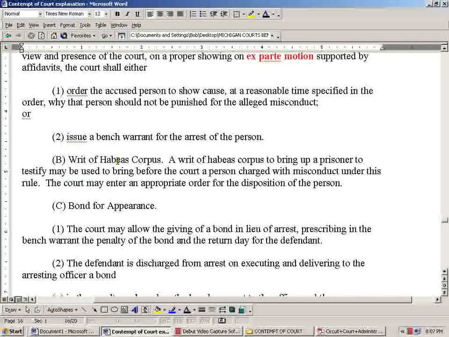Writs of habeas corpus. A writ of habeas corpus to bring up a prisoner to testify may be used to bring before the court a person charged with misconduct under this rule. The court may enter an appropriate order for the disposition of the person.